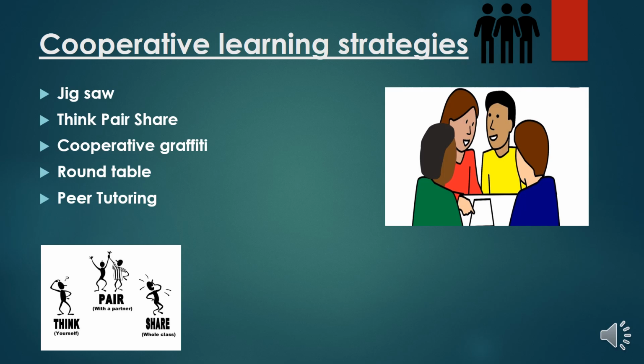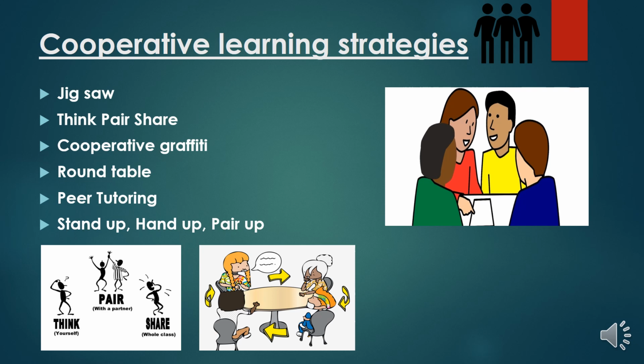Then comes peer tutoring. In this, pairing students of different abilities together can be mutually beneficial. The more advanced students can help the struggling student by explaining concepts, providing examples, and providing support. This strategy not only helps the struggling student learn but also reinforces the understanding of the more advanced student.